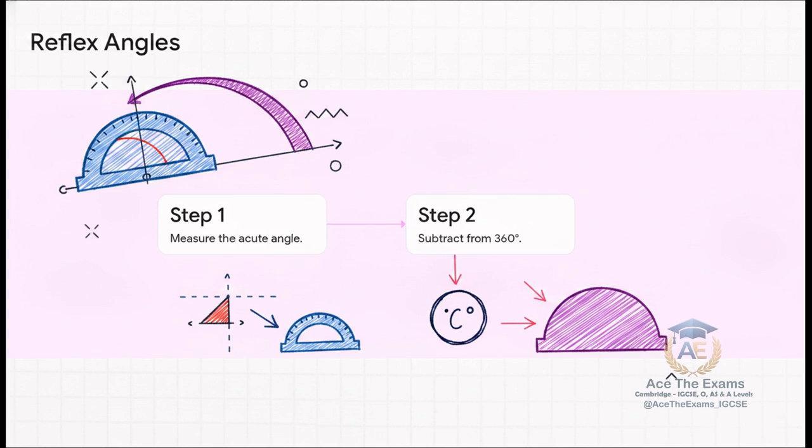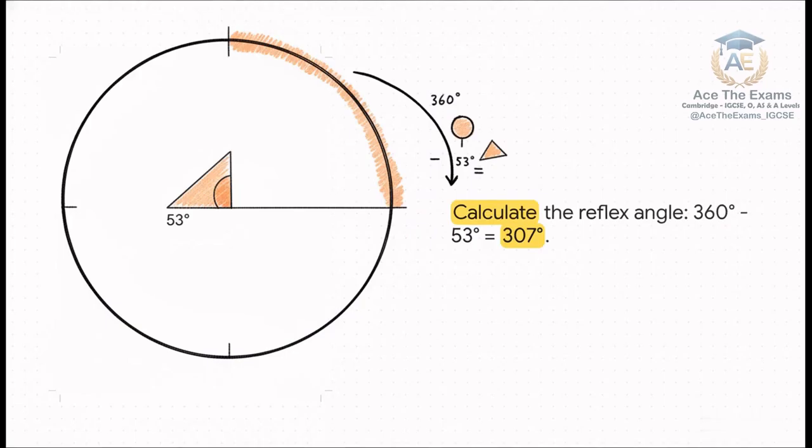Step 1. You measure the smaller hidden angle on the inside. Step 2. You subtract that exact number from a full 360 degrees. It's a guaranteed full-mark method. Let's see this strategy in action.